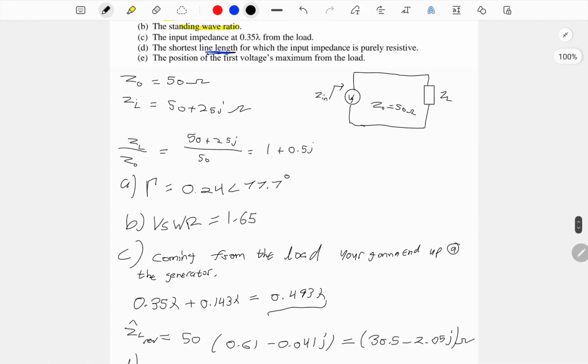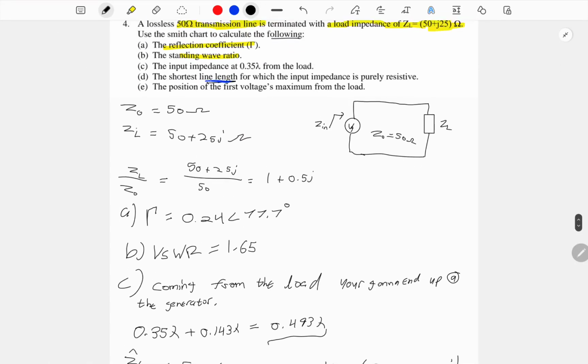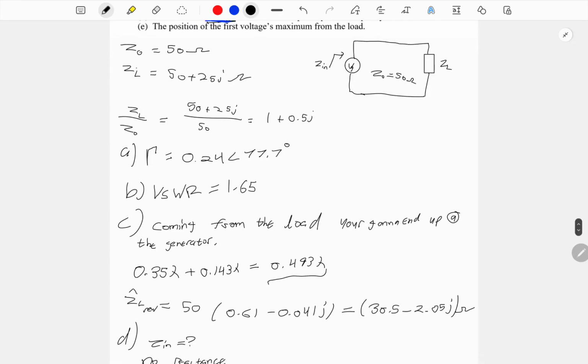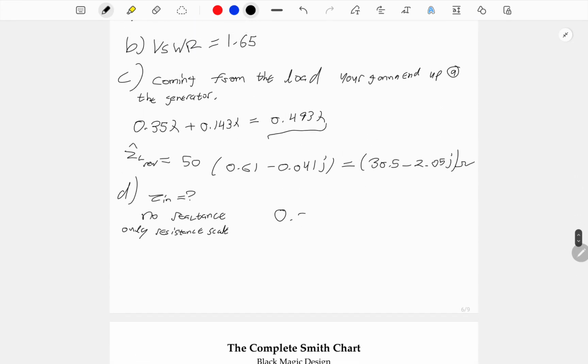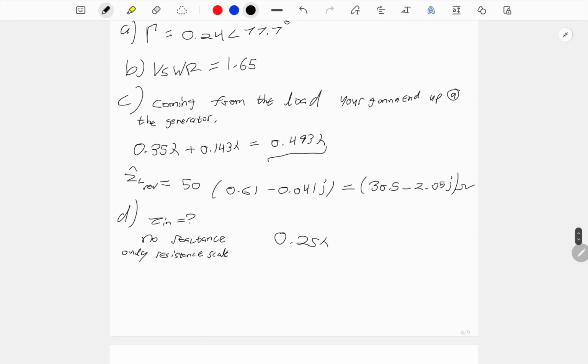So D, the shortest length of the line for which the input impedance is purely resistive, the shortest length is 0.25 lambda. And R in that case will equal 1.61 ohms.